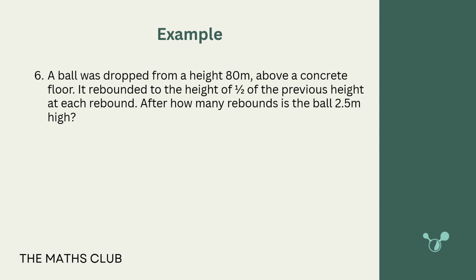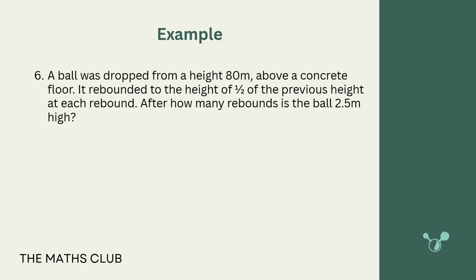It rebounded to the height of half of the previous height at each rebound. After how many rebounds is the ball 2.5 meters high? So you know when you just drop something from a height, it comes to bounce. But every time it's bouncing, you remember that the height of the bounce will be reducing until it comes to a final stop, right?